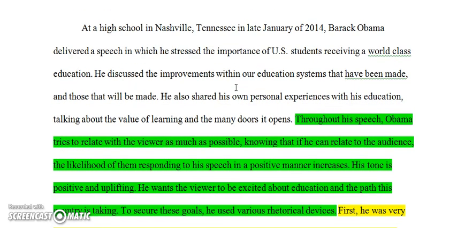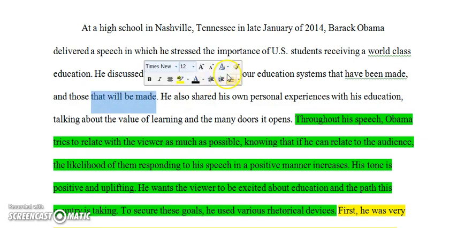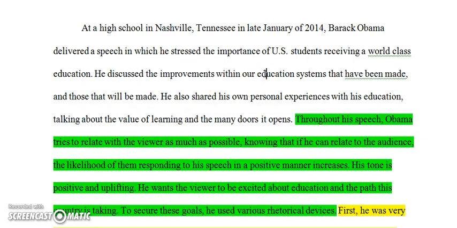At a high school in Nashville, Tennessee in late January of 2014, Barack Obama delivered a speech in which he stressed the importance of U.S. students receiving a world-class education. Here, this is just straight summary and background information. He discussed the improvements within our educational systems that have been made and those that will be made. Probably could do without the passive voice here and here, find a different way of saying this. But again, it's delivering more specific background information about the speech.